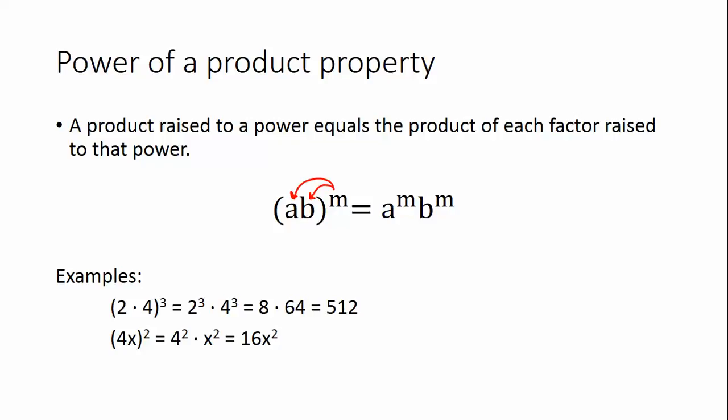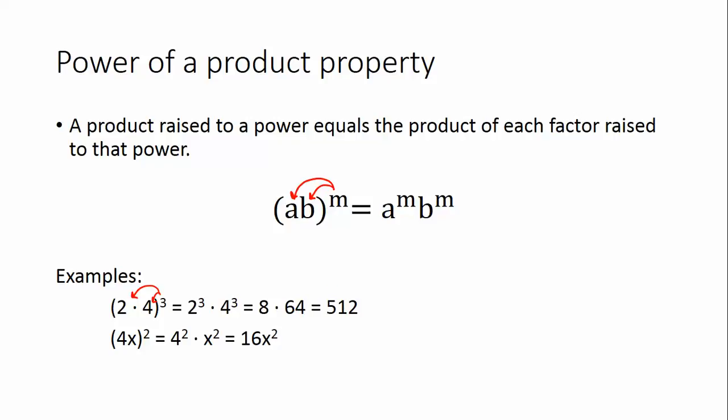So the examples on the bottom, we have 2 times 4, so that's what we're multiplying, and it's all being raised to the third power. So that's the same as saying 2 to the third times 4 to the third. And then you can see I expand this out further down here. 2 to the third is 8, 4 to the third is 64, and 8 times 64 is 512.